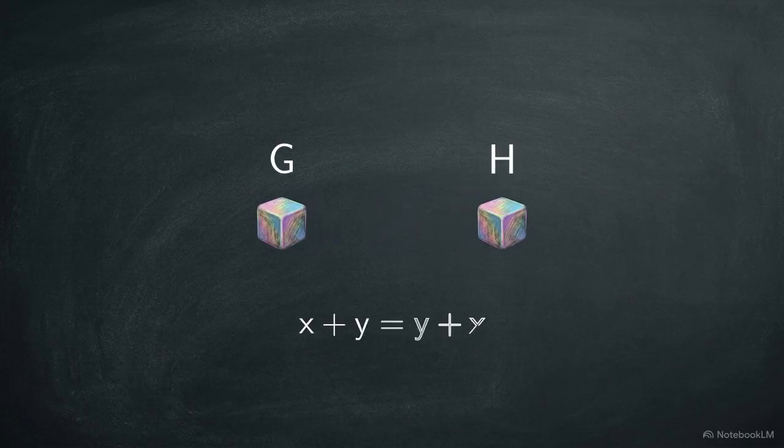We are dealing strictly with abelian groups. In this environment, the group operation is always addition. The identity element is 0, and the order of elements never matters. A plus B equals B plus A.